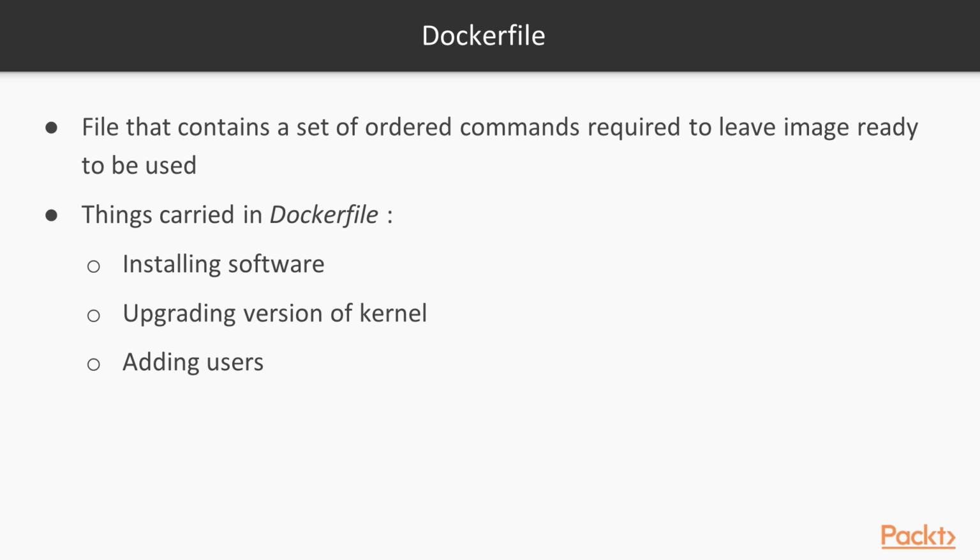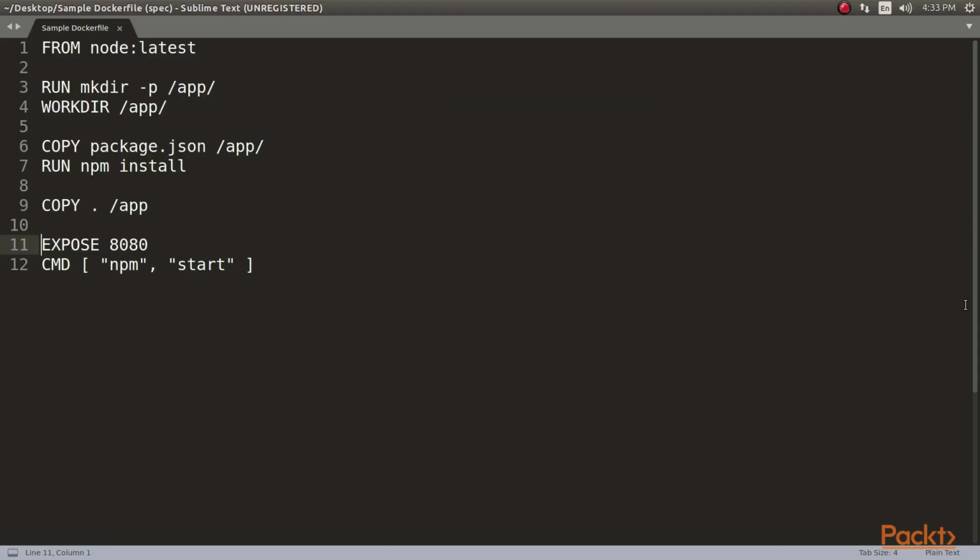A Docker file is a file that contains a set of ordered commands required to leave the image ready to be used. Things such as installing software or upgrading the version of the kernel, as well as adding users, are common activities that can be carried out in a Docker file. Let's look at an example.